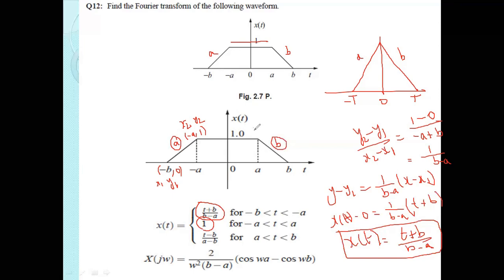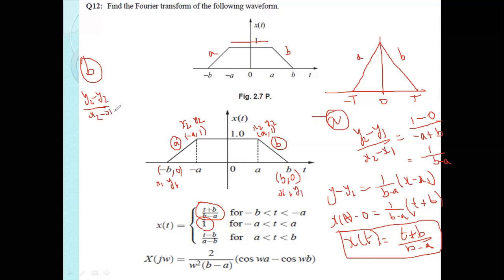Now, for x2, y2, what are the values? y2 is 1, x2 is a, so a comma 1. Here the term is on the x-axis, so y is 0, so b comma 0. This is x1 and y1. Now I have to find out the slope. Y2 minus y1 by x2 minus x1 is the slope.